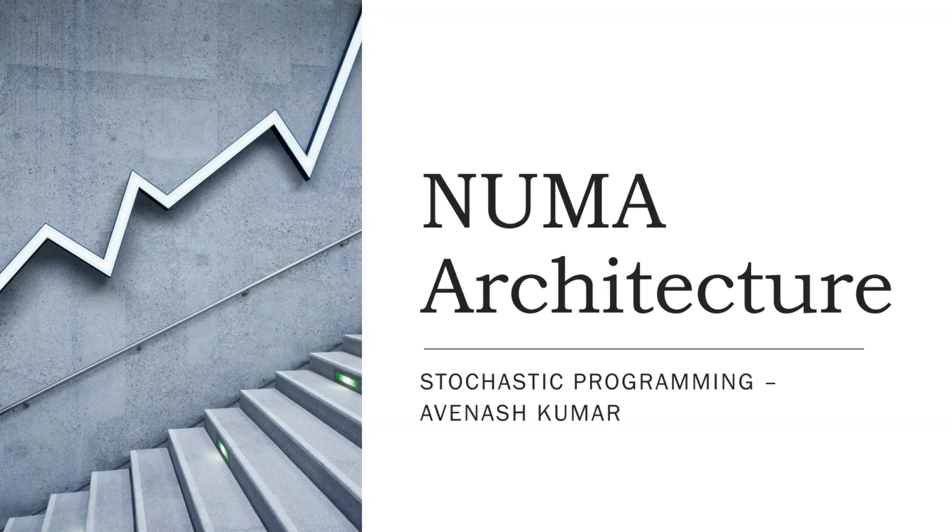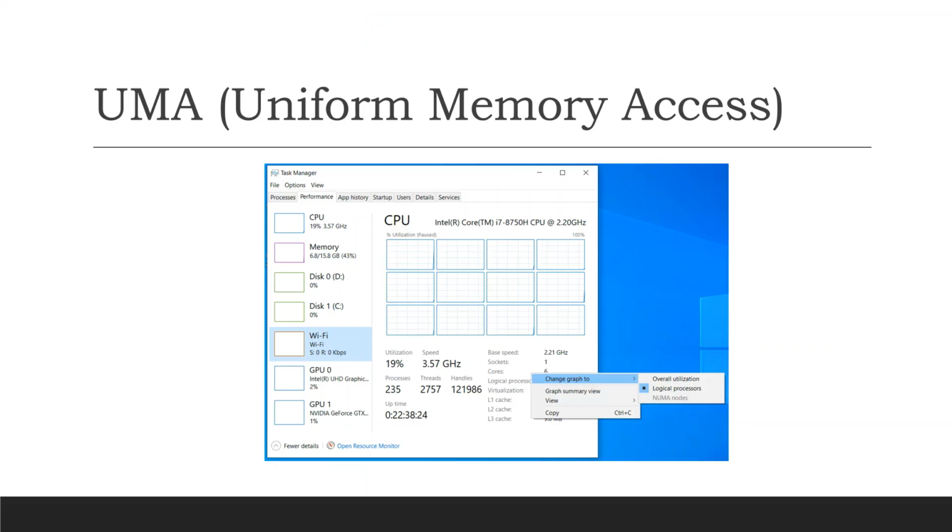So in order to understand NUMA architecture, first we need to understand the UMA architecture, which is uniform memory access. Now, all the typical normal desktop computers which we use for development or for browsing the web are built on top of UMA architecture. That's the reason when you open the task manager, you will see that the NUMA node is disabled. So it means we are working on a normal system, right?